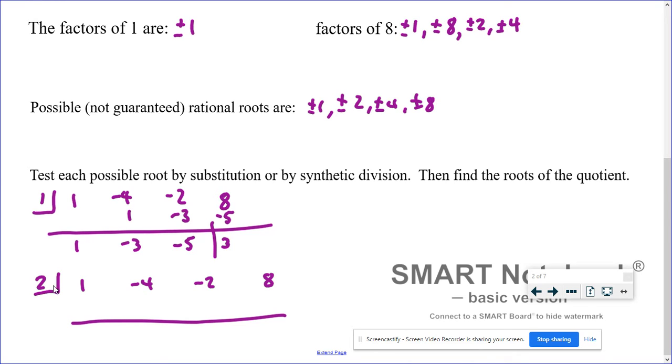So we drop the 1. 2 times 1 is 2. We add down, we get -2. 2 times -2 is -4. We add down, we get -6. 2 times -6 is -12. We add down, we get -4. So again, 2 does not work. Let's try +4.